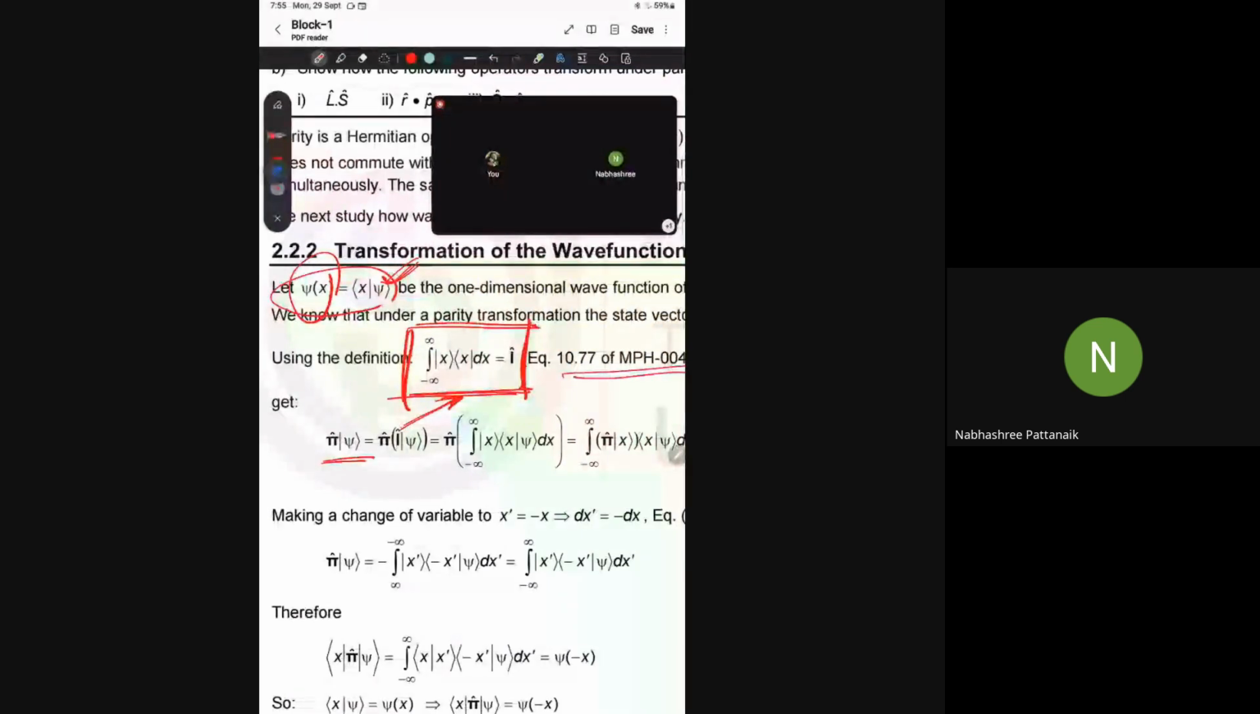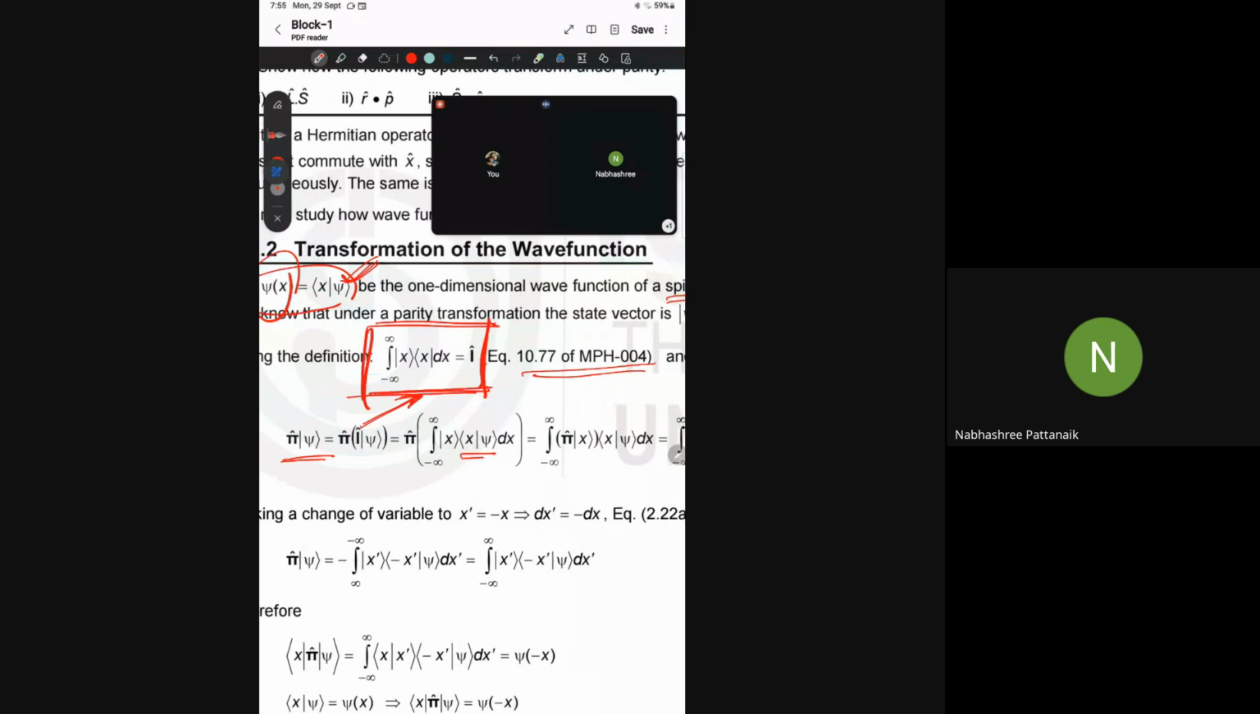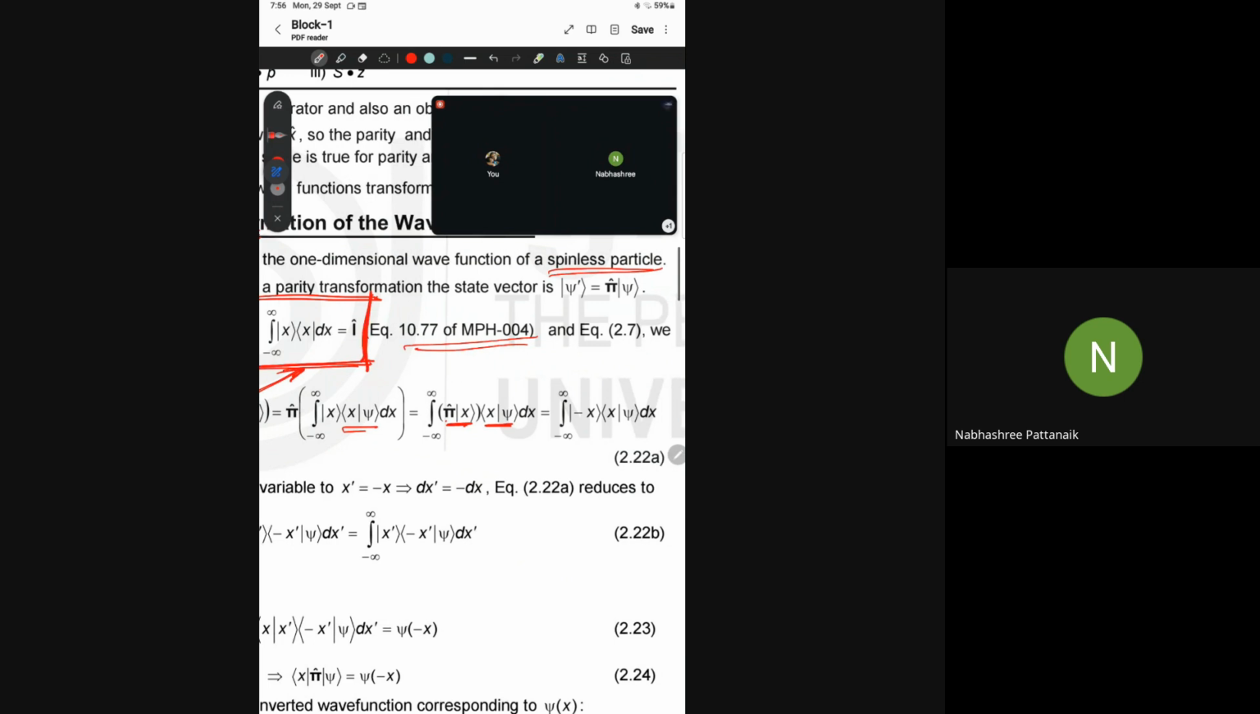So Pi acts on the ket psi, and I can take that psi inside the integration sign. So it will look like this. Now Pi will act on |x>, and Pi operating on the state |x> will give minus x, the state |-x>, times <x|psi> dx.